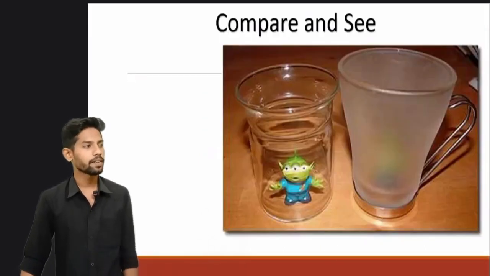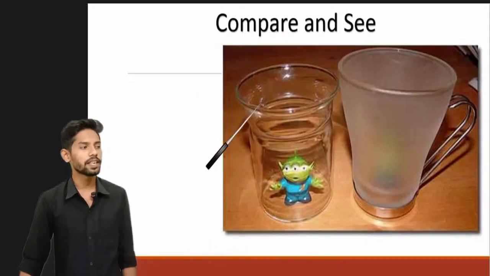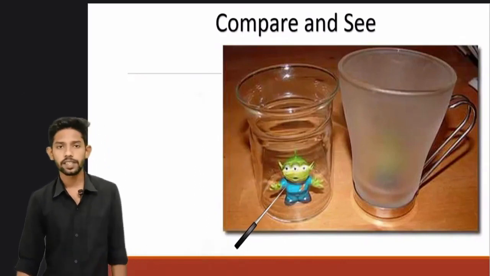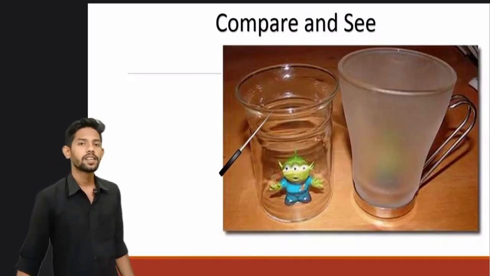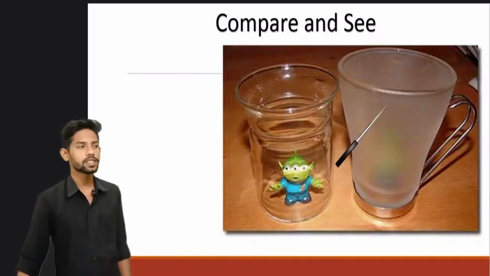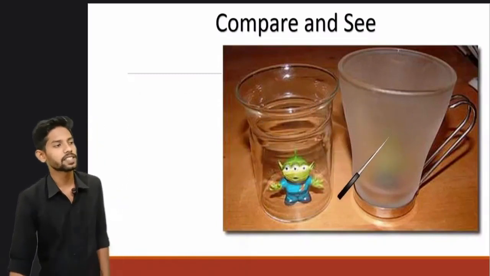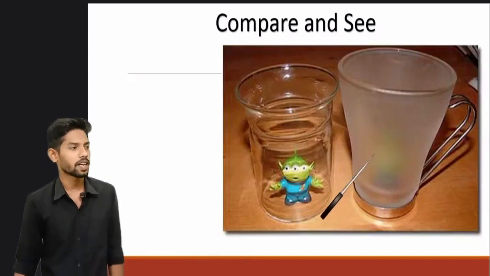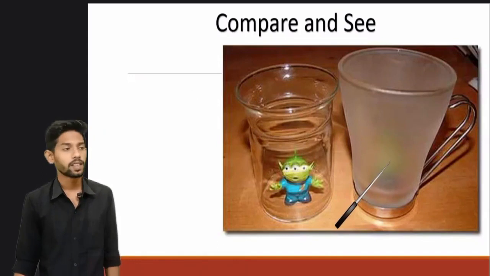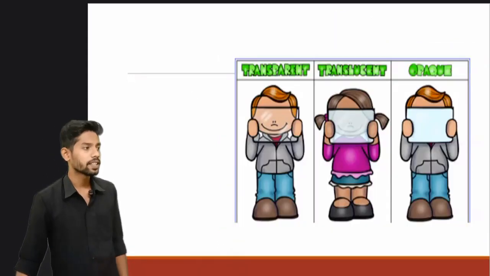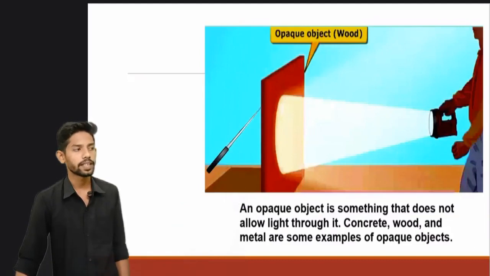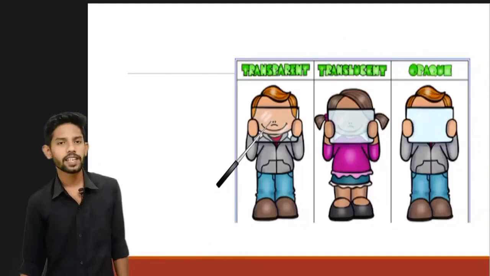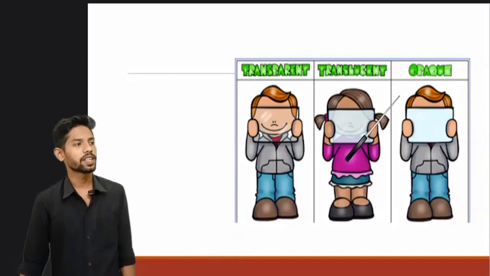Now we shall compare. Here you are seeing the light and the glass. In this glass you can see the object clearly. A doll is seen clearly. So what is this? Yes, transparent objects. And now this glass. In this glass what are we seeing? We are seeing just a color of a doll but not clearly. What is it? Translucent. And another thing, opaque object. Opaque means nothing, the light is totally blocked. Now we shall see clearly about transparent, translucent and opaque.